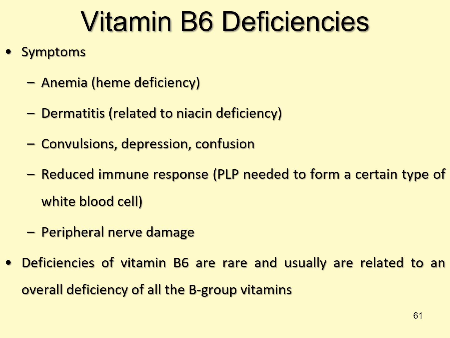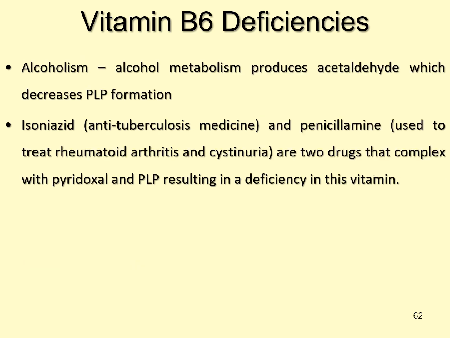Deficiencies of vitamin B6 are rare, and usually are related to an overall deficiency of all the B group vitamins. In alcoholism, alcohol metabolism produces acetaldehyde, which decreases PLP formation. Isoniazid, an anti-tuberculosis medicine, and penicillamine, used to treat rheumatoid arthritis and cystinuria, are the two drugs that complex with pyridoxal and PLP, resulting in deficiency in this vitamin.